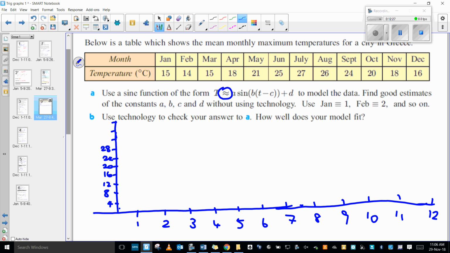Alright, so we're going to plot these as coordinates. So we would plot 1 and 15, 2 and 14, 3 and 15, 4 and 18. It's a rubbish scale comparison. Let's start at 10, 12, 14, 16.